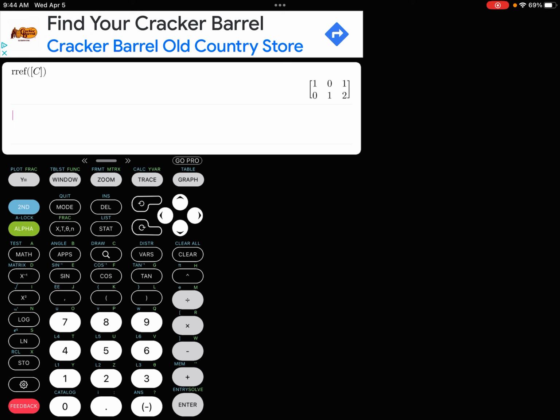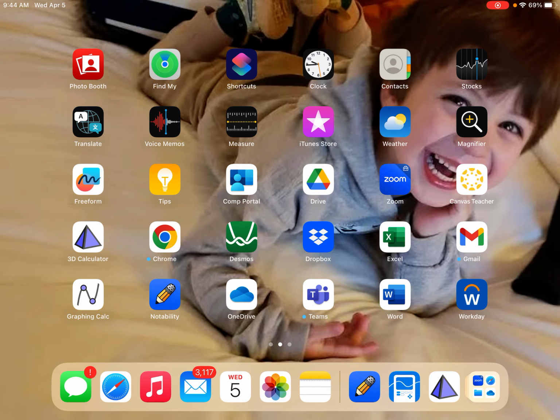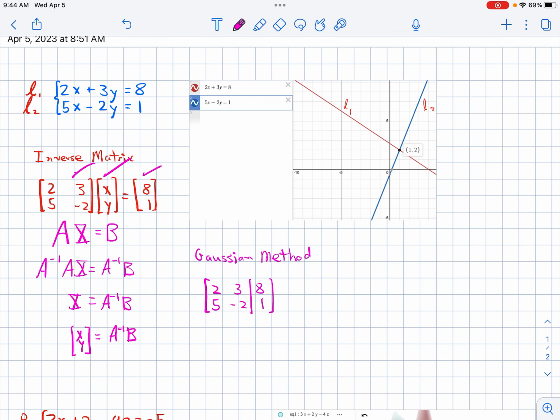I get X equals 1, Y equals 2. See, I have 1X equals 1, 1Y equals 2. And you can just read that right off. Okay. So there's what we have. We have the RREF. So we do RREF. We have that. And we also have Cramer's rule.